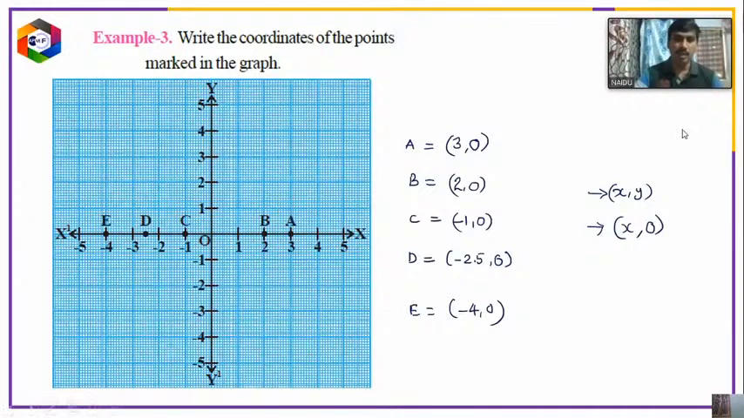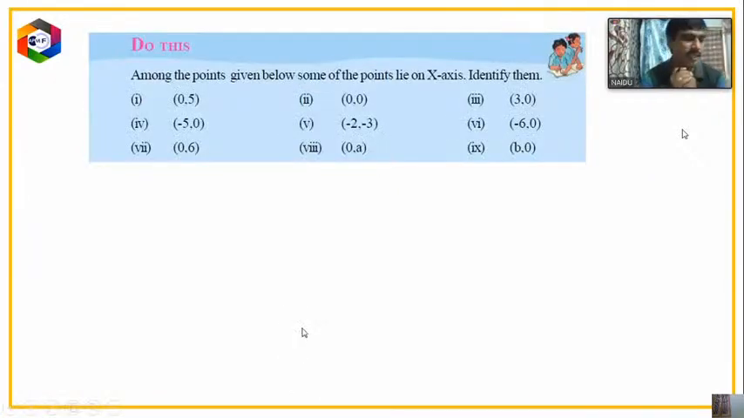Yes children, let us observe this. Among the points given below, some of the points lie on the x-axis. Identify them. So here nearly 9 points are given. Out of these 9 points, a few points lie on the x-axis. What are the points that lie on the x-axis? That is the question. As I said just now, if a point lies on the x-axis, definitely it has some x distance, and no doubt at all, the y distance must be 0.